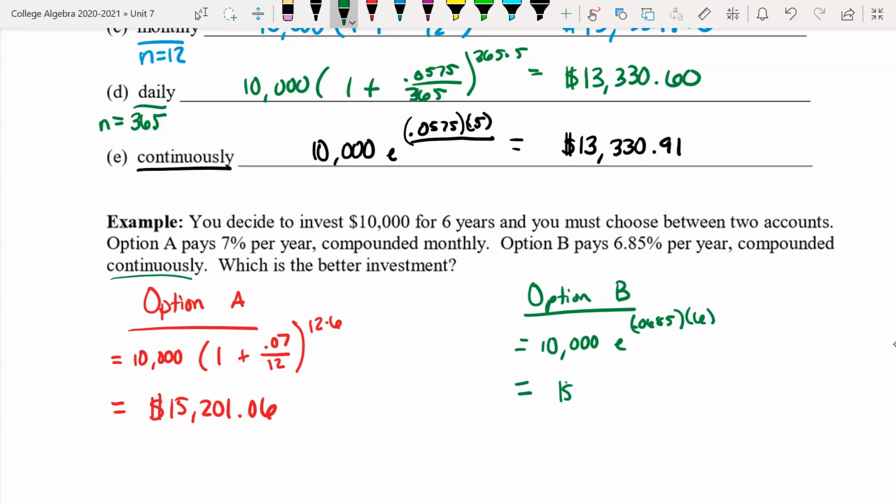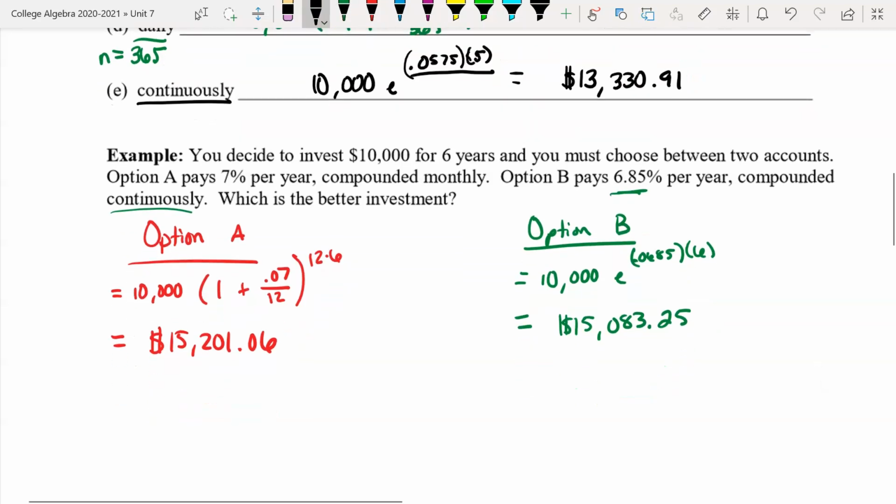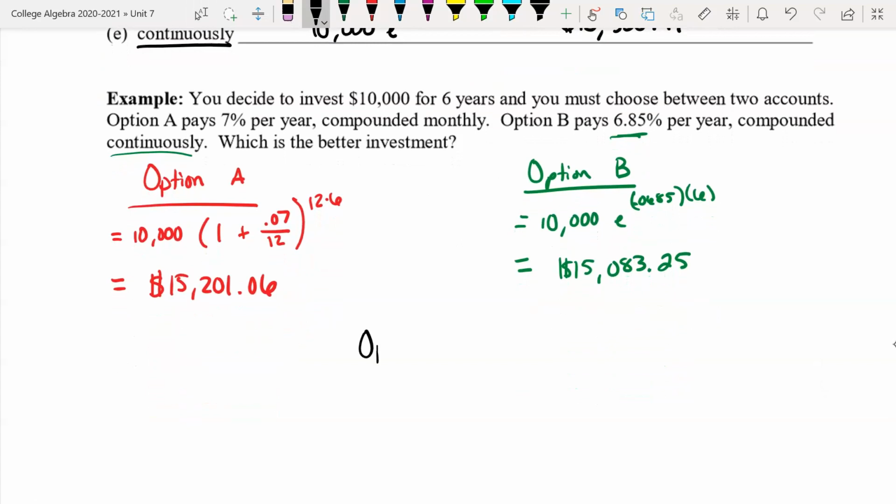So this one you should get 15,083 cents, or $83.25. Now this one's a little bit different because it had a different interest rate. Which option is better for you to invest your $10,000? Well, it's clearly option A because you make more money. All right.